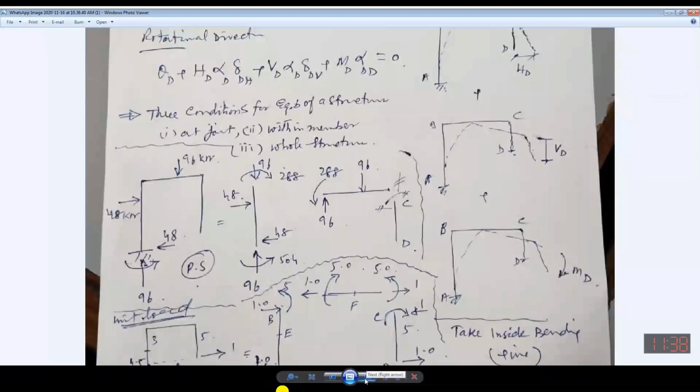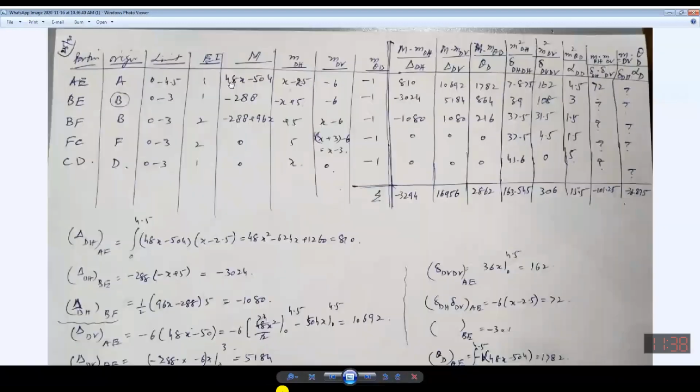Yes, sir. Okay. So this is written over there, 48x minus 504. Now, on the same lines as we have done earlier, you will be calculating the moment for each and every segment of the structure, and you will be finding out the moment expression.